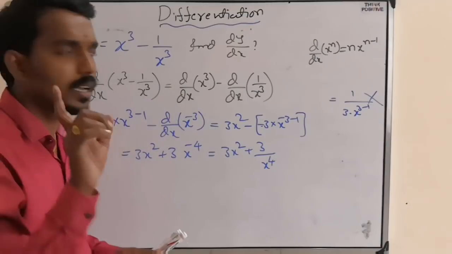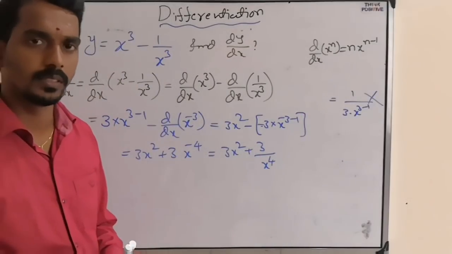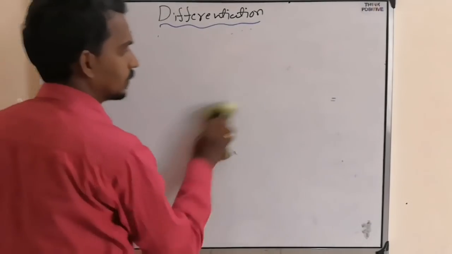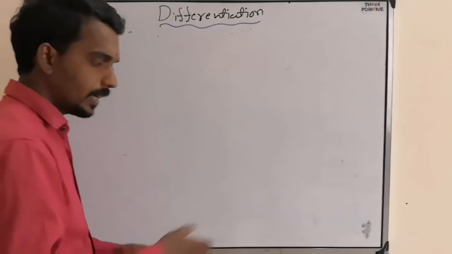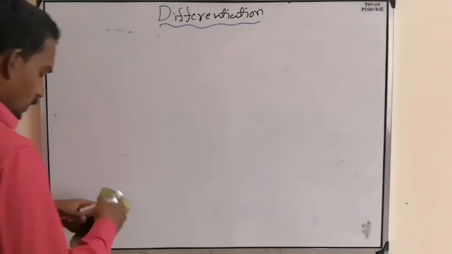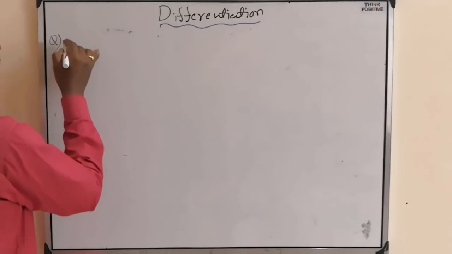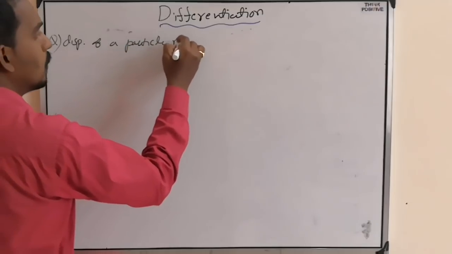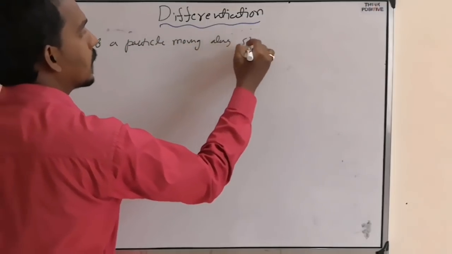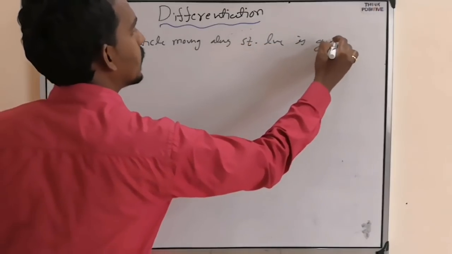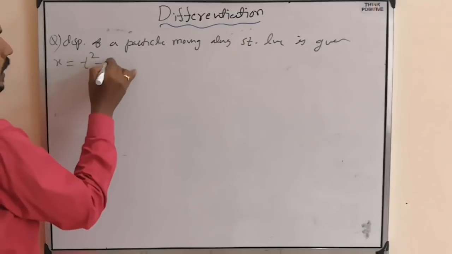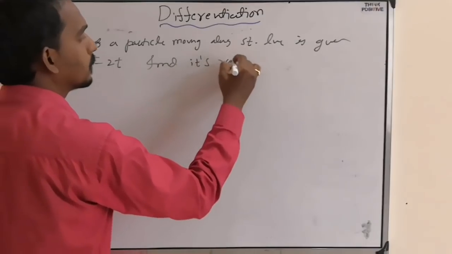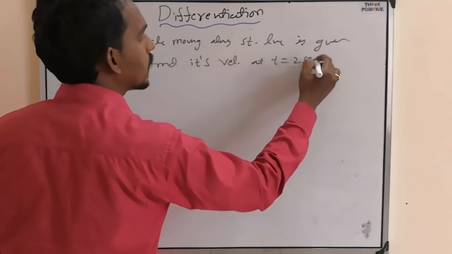How to do differentiation? With one simple formula. But in physics, in the first chapter or many times, we get differentiation with respect to time. Like one question I will tell you. The displacement of a particle moving along a straight line is given by t square minus 2t. Then find its velocity at t equal to 2 seconds.